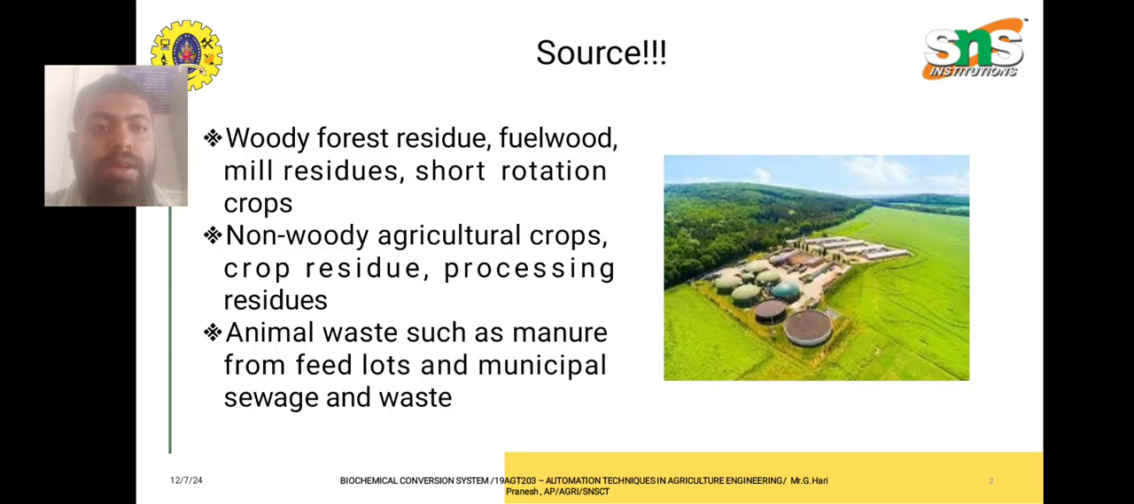Next, the sources. What are the sources required for this biomass? Woody forest residue, fuel wood, mill residues, short rotation crops. These are the forest sources. As for other sources, there are non-woody agricultural crops, crop residues, and processing residues. And animal waste such as manure from feed lots and municipal sewage and waste. These are the three sources required: one is woody sources, another is agricultural crops, and another is animal waste. These are the sources required for biomass, which is used for converting into energy.